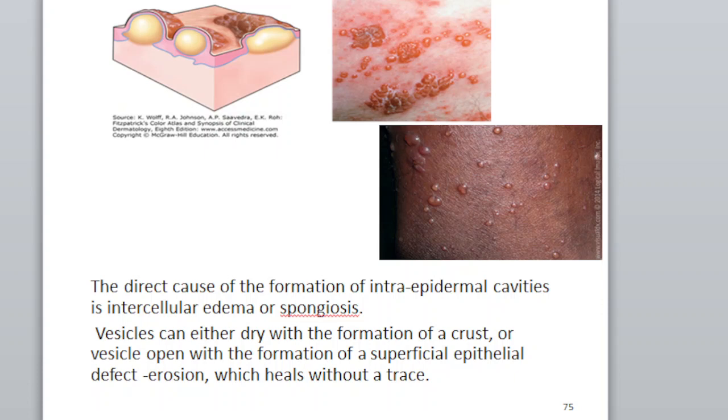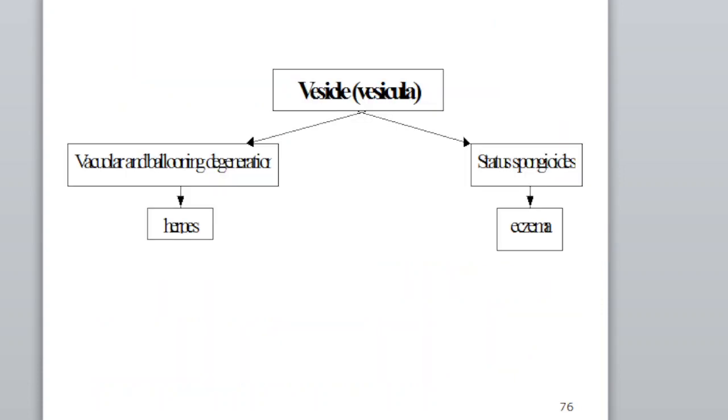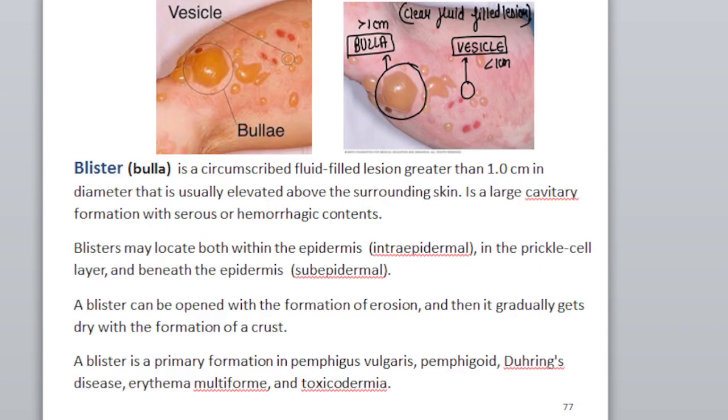Vesicles can either dry with the formation of a crust, or open with the formation of a superficial epithelial defect, erosion, which heals without a trace. Next slide.